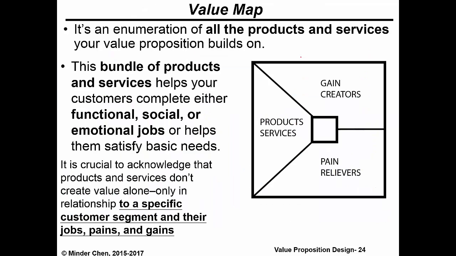Let's look at the value map, on the left-hand side of the value proposition canvas. The most important one is the product and/or service. A lot of the time our value proposition is really a bundling of product and services, and it helps our customers to complete their functional, social, or emotional jobs, and helps them to satisfy their basic needs or address their frustrations or pains. And so the value proposition has to be specific to a certain customer segment, as well as their jobs, pains, and gains.